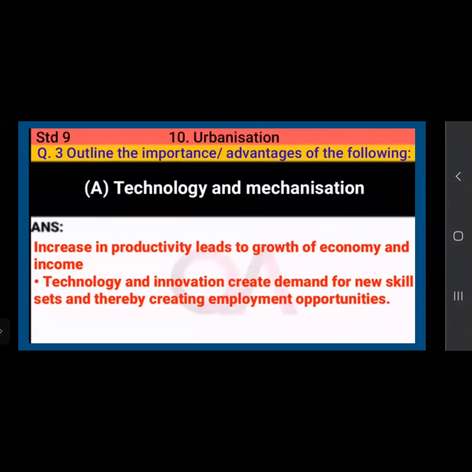Technology and mechanization. Increase in productivity leads to growth of economy and income. So when production is increased, the economy also increases and income also increases. Technology and innovation create demand for new skill sets, thereby creating employment opportunities. So when technology is used, there is a demand for new skills. New skilled labor, those who have learned new skills, are in demand. So this creates employment opportunities.